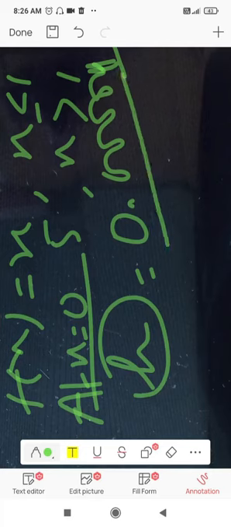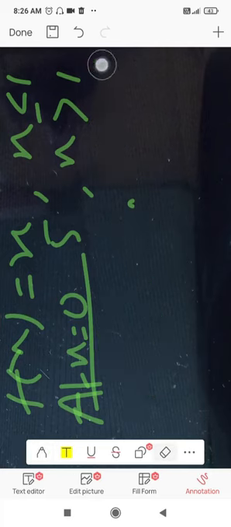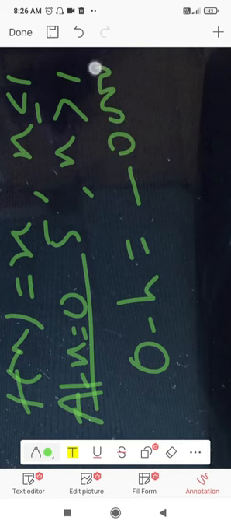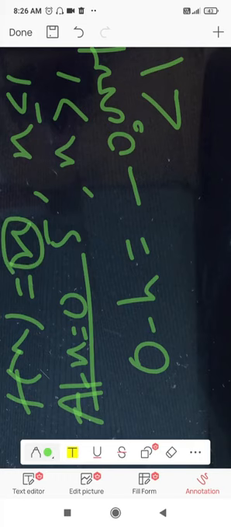That is h. Now, if we take the left-hand limit, that means 0 minus h. That means 0 minus 0.0001, which will give us a value less than 1. That means for the left-hand limit, we have to use this function.